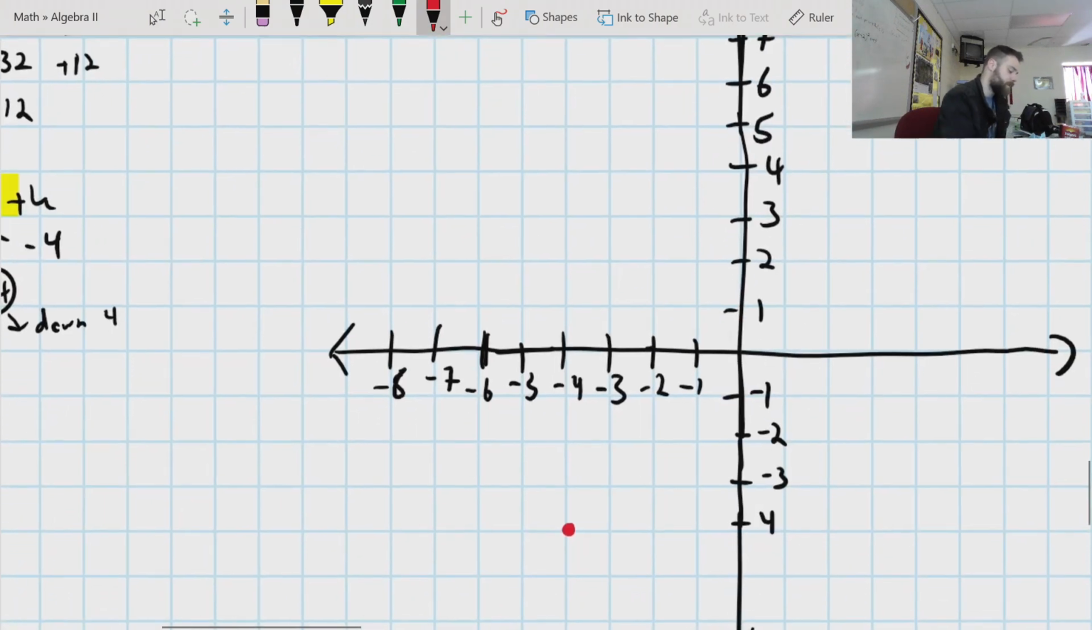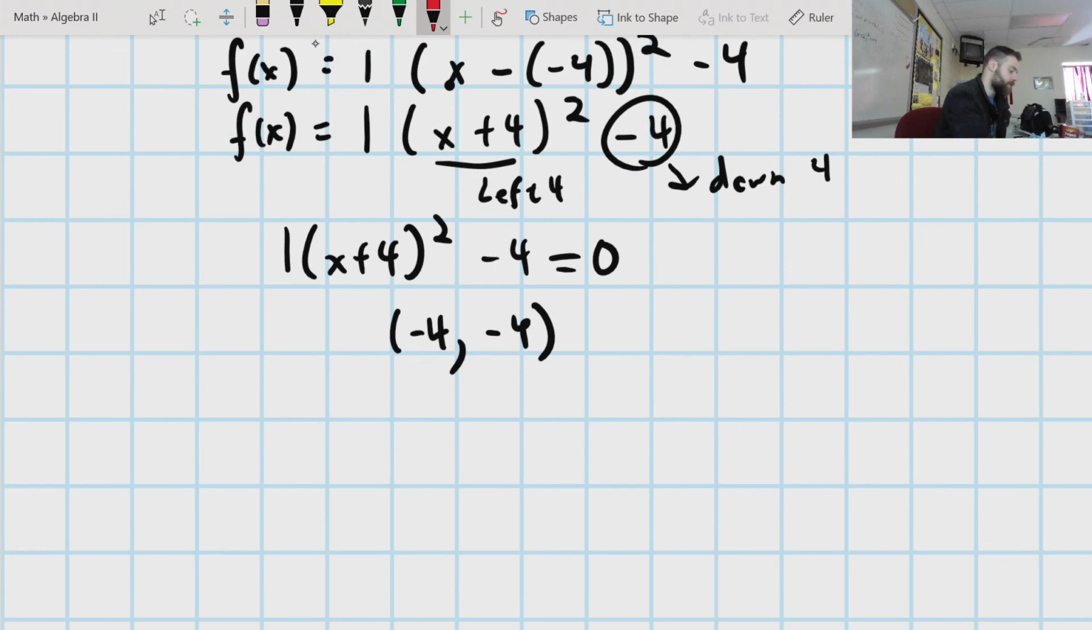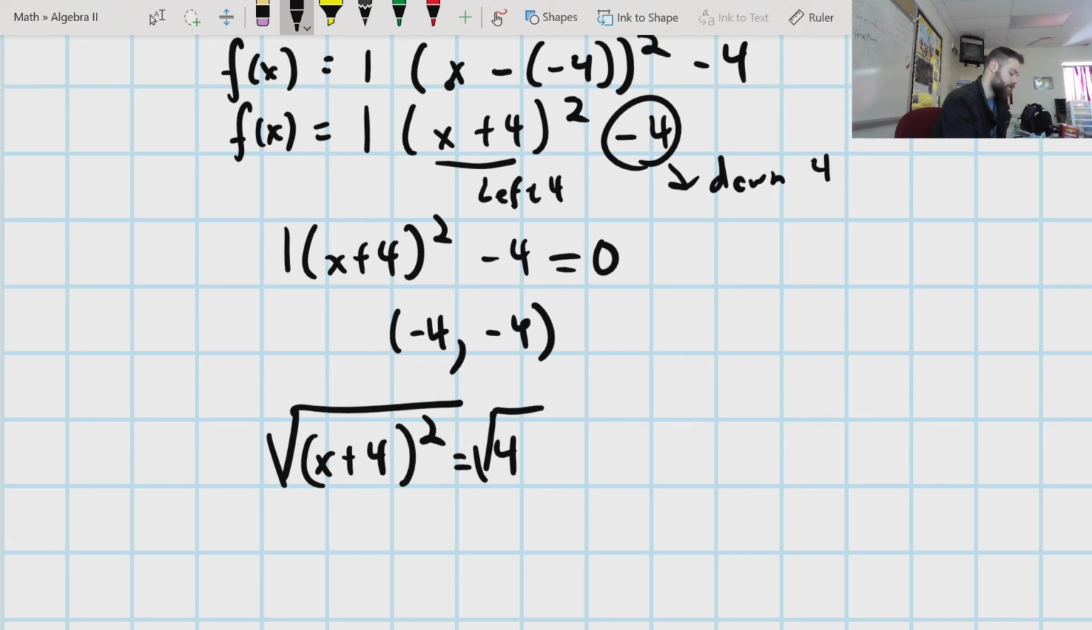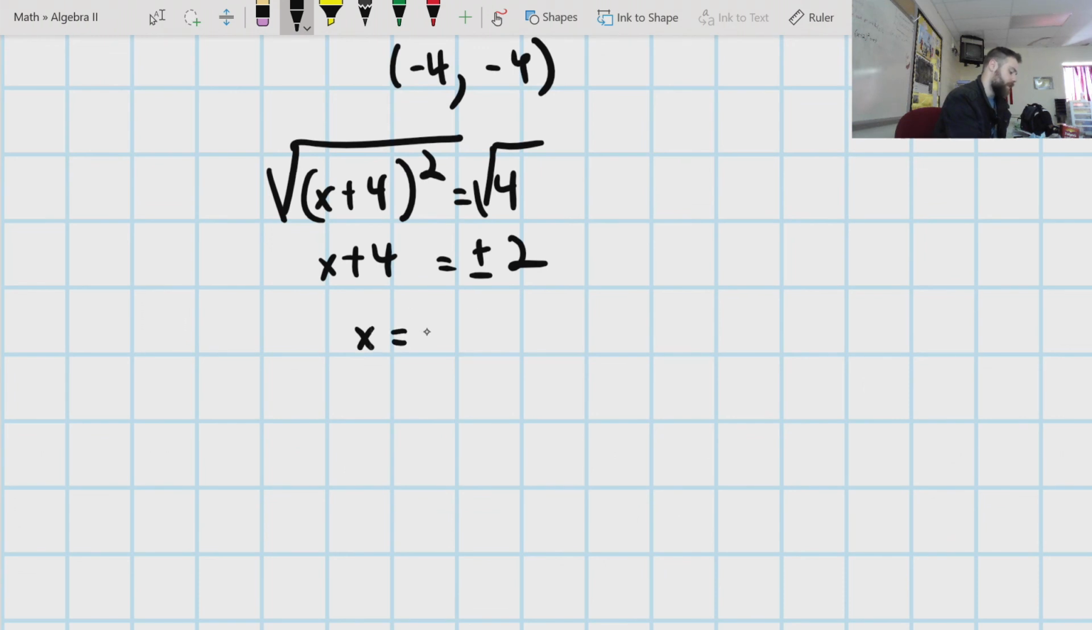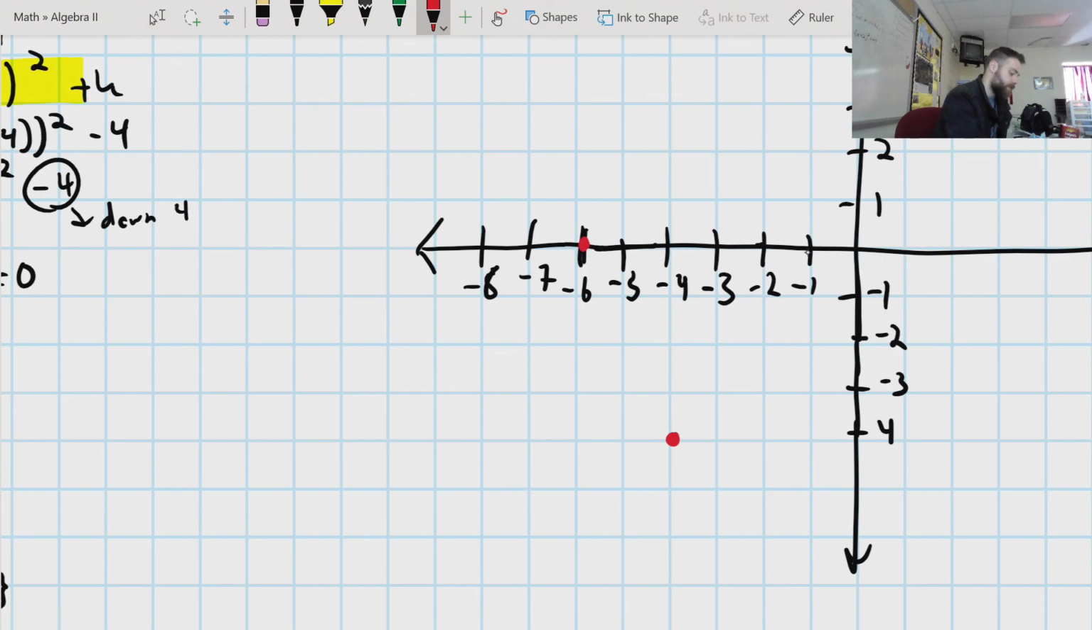So I'll do this one in red. And so I've also got to find the zeros. So we're going to set this guy equal to 0 and solve it out. So I've got x plus 4 squared. And if I add 4 to both sides of this equation, then I get equals 4. And so if I take the square root, x plus 4 equals plus or minus 2. And then if I subtract 4 from both sides of the equation, I get negative 4 plus or minus 2. So my two solutions are negative 4 minus 2, which is negative 6, and then negative 4 plus 2, which is negative 2. So my two values are negative 6 and negative 2.